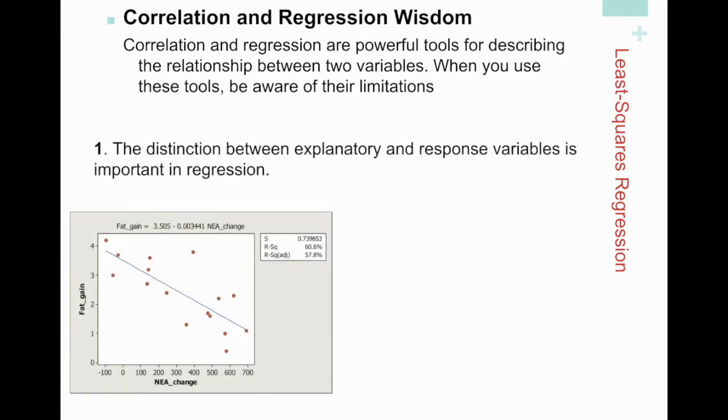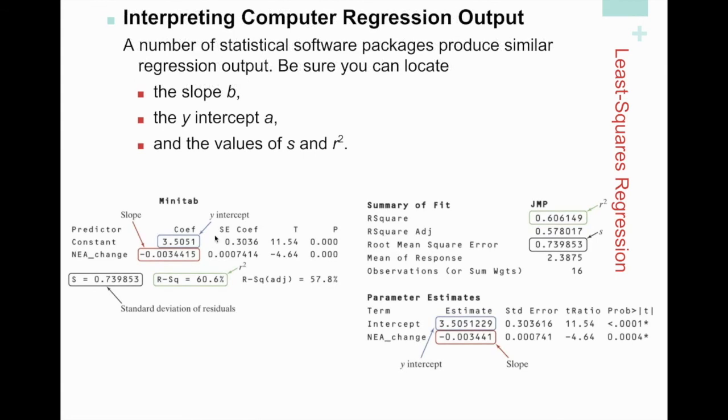So could you actually write the equation from this Minitab output? Sure you could. So y hat is equal to 3.5051, here's your y-intercept, plus negative 0.00344415 times x.